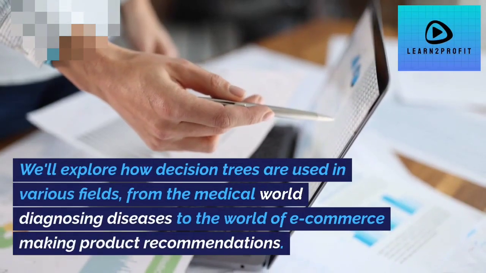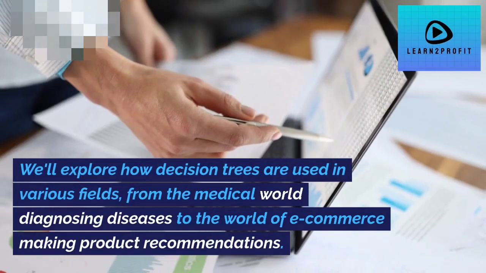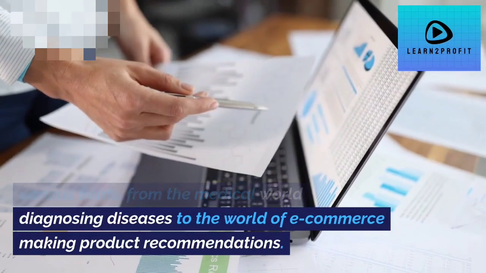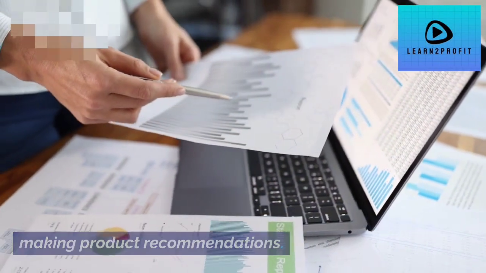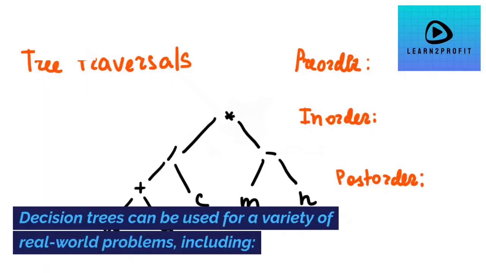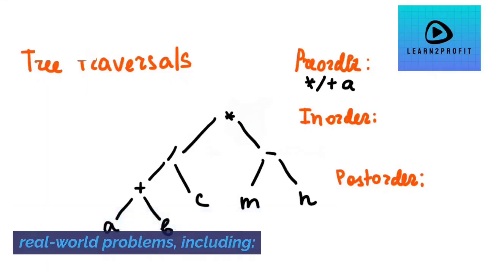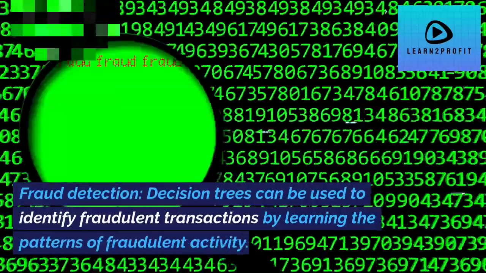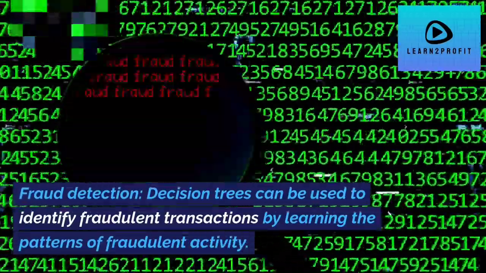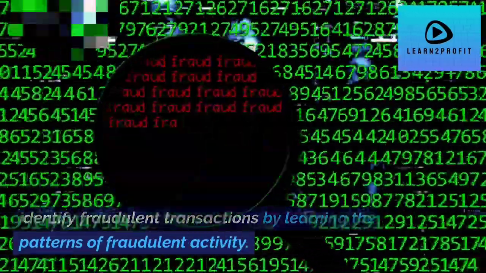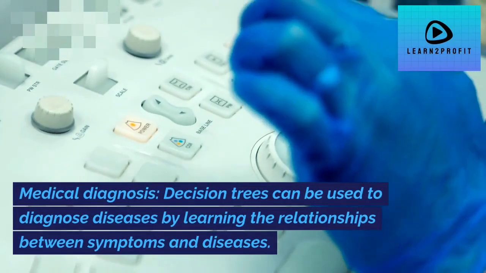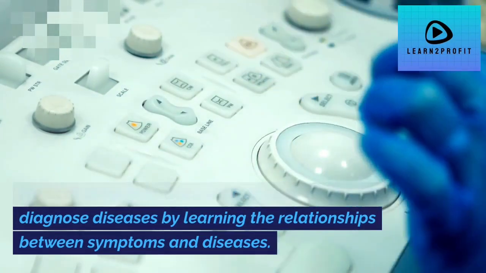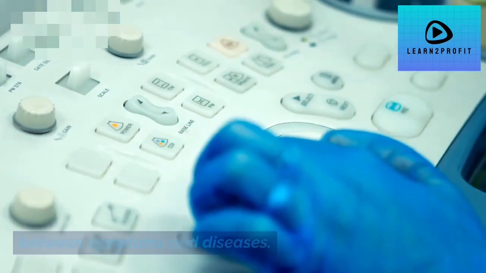We'll explore how decision trees are used in various fields, from the medical world diagnosing diseases to the world of e-commerce making product recommendations. Decision trees can be used for a variety of real-world problems, including fraud detection. Decision trees can be used to identify fraudulent transactions by learning the patterns of fraudulent activity. Medical diagnosis. Decision trees can be used to diagnose diseases by learning the relationships between symptoms and diseases.